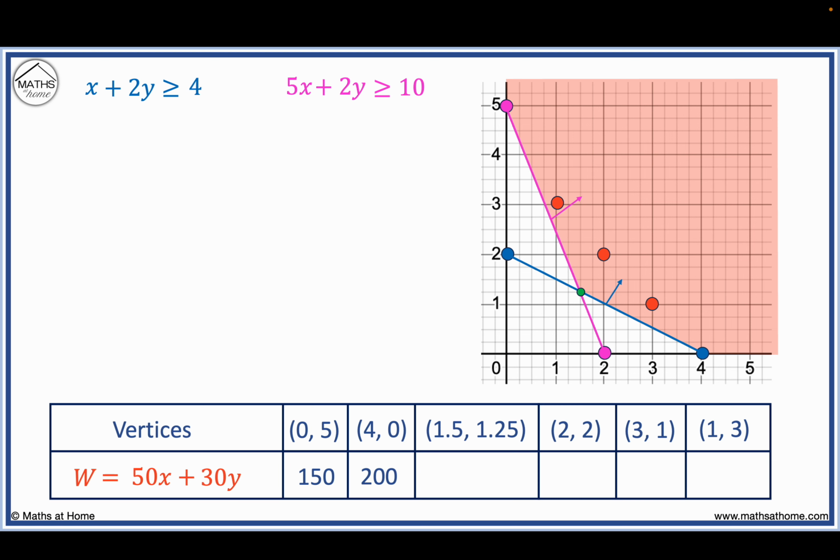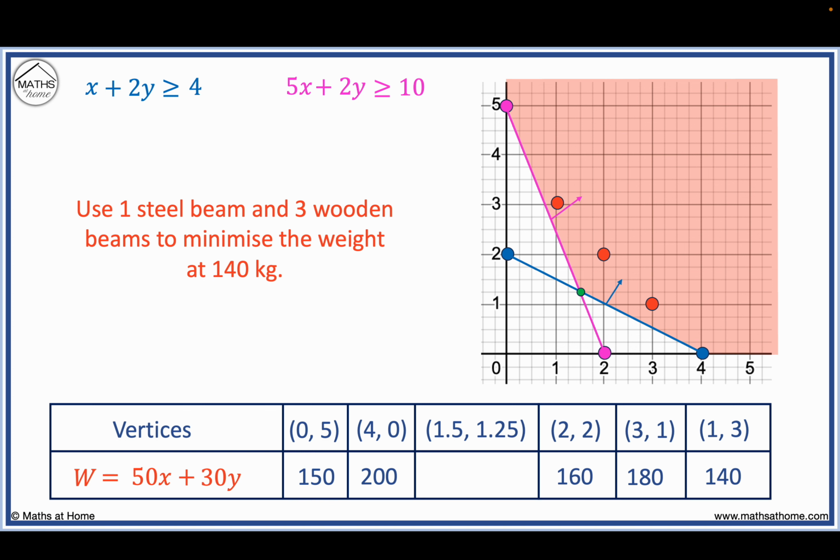When x equals 2, y equals 2, 50 times 2 plus 30 times 2 equals 160. When x equals 3, y equals 1, 50 times 3 plus 30 times 1 equals 180. When x equals 1, y equals 3, 50 times 1 plus 30 times 3 equals 140. 140 is the lowest weight solution, so we use 1 steel beam and 3 wooden beams to do this.